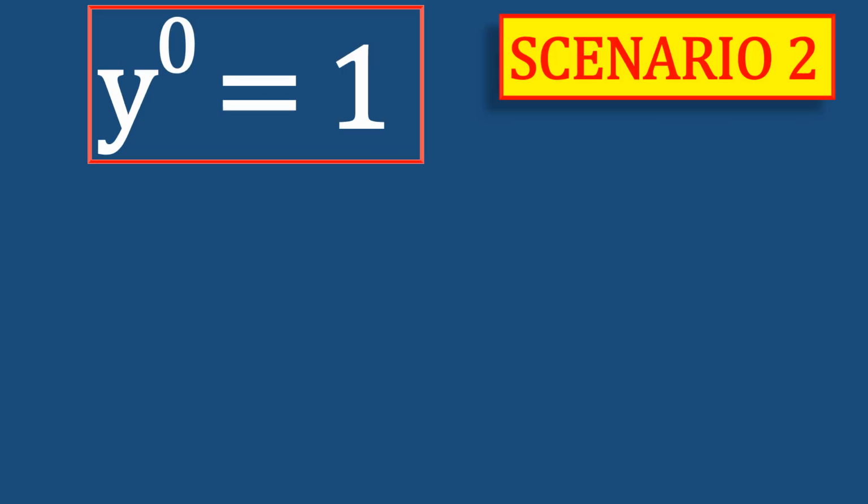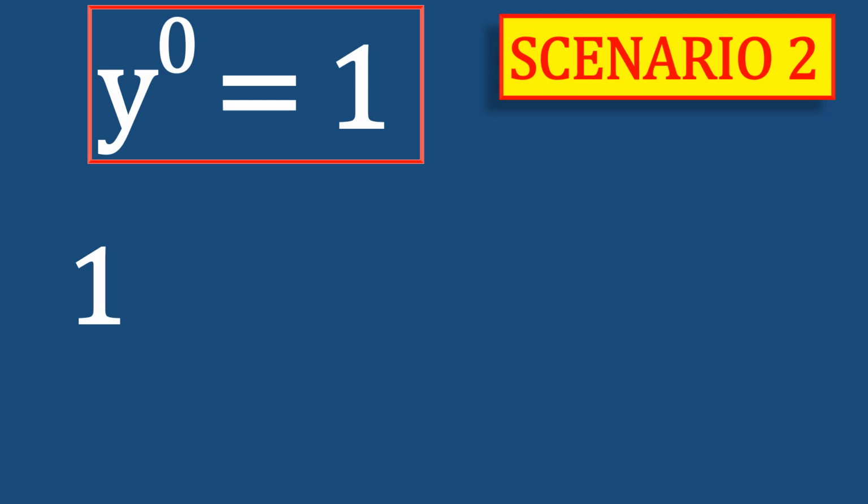This time around, in scenario 2, we will also be proving that y raised to the power of 0 is equal to 1. But this time around, we will be starting with 1. Remember, in the first scenario, we started with y raised to the power of 0, and then we expressed y raised to the power of 0 as y raised to the power of 1 minus 1. But this time around, we are starting with 1, and then we're going to work backwards and express what 1 could look like.